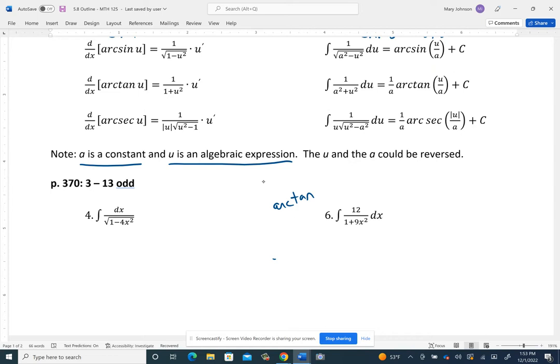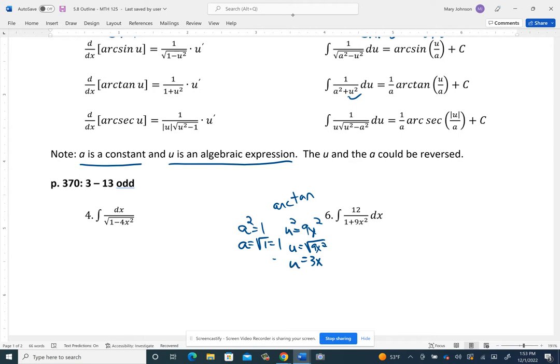So the a came from that first number, the 1, and that 1 represented a squared, so I took the square root and wound up with a being 1. And then do you see how the u squared is supposed to be what's after the plus sign, and that's the 9x squared. If I take the square root of both sides there, then I'm going to wind up with the u being 3x.